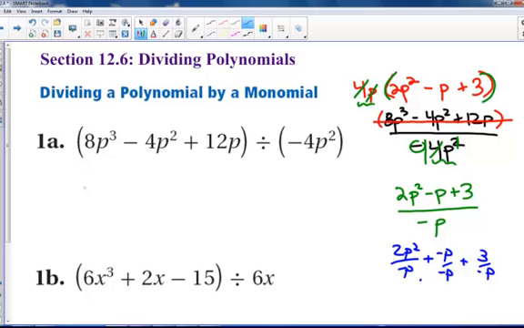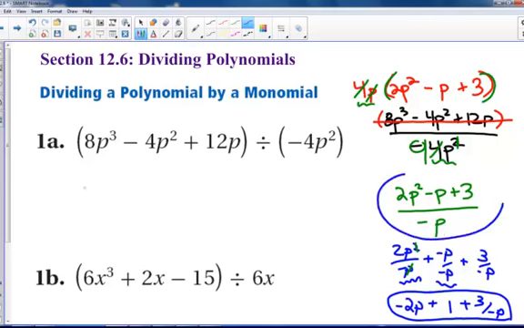And we can simplify this to negative 2p because the p's cancel and we've got the negative. We can simplify this right here to 1, and then we've got the 3 over the negative p. So this is actually a slightly simpler version of this. There's another method called long division, and that's what this unit is about.